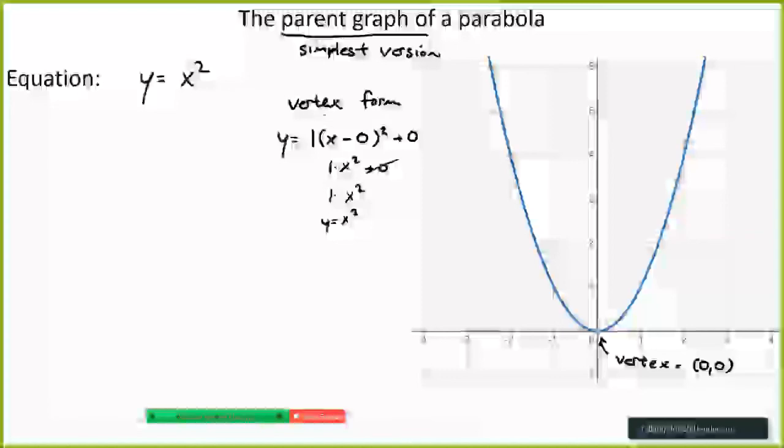So if you write this out in vertex form, it's a little redundant. Like we don't need to show that 0 is the h and 0 is the k. It's implied because there's nothing in the parentheses with x, right? There's no other number there. So it must be plus 0. I just mentioned this. A is 1 for the parent graph, and h, k is 0, 0.